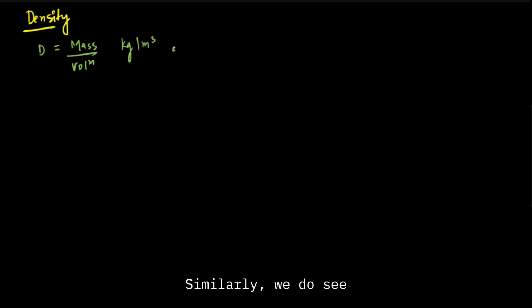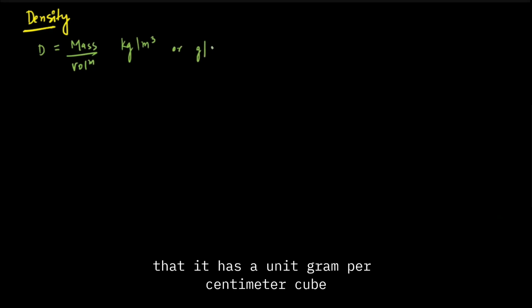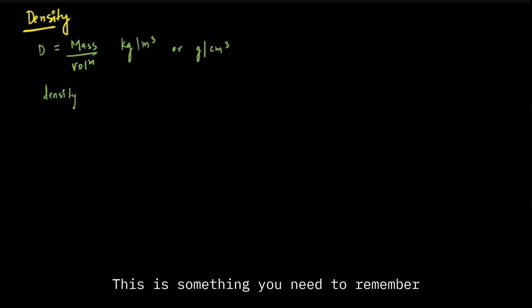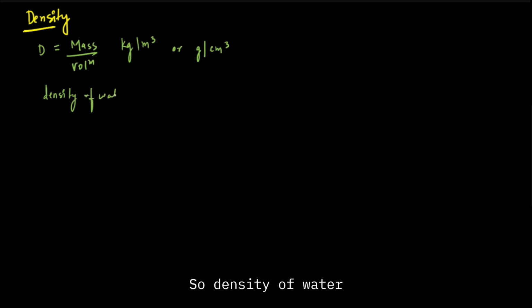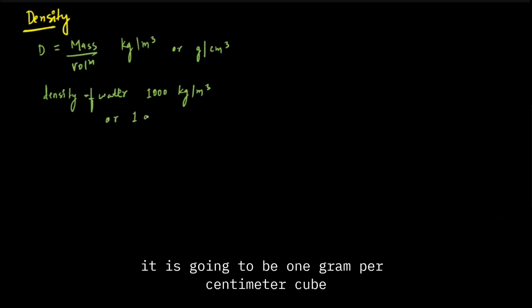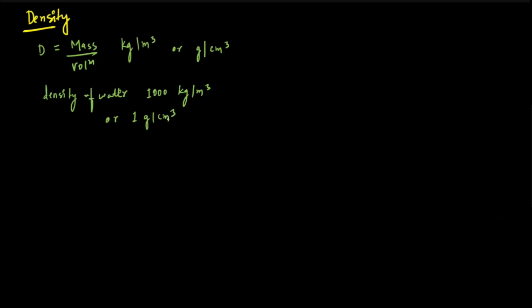Similarly, we do see that it has a unit gram per centimeter cube. And the most important part here is density of water. This is something you need to remember. So density of water is 1000 kilogram per meter cube. Also, if we write it in a different unit, it is going to be 1 gram per centimeter cube. So these are two very nice values.